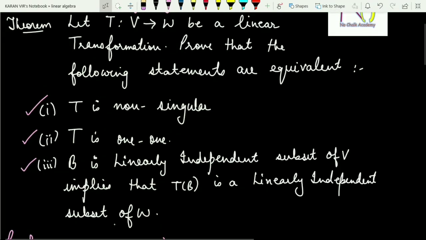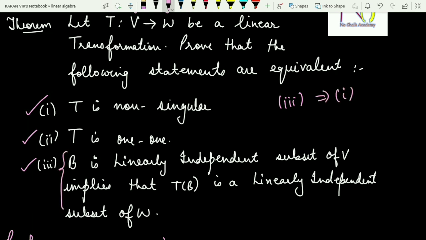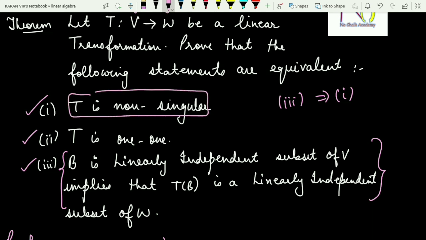Now I will prove 3 implies 1. So I will consider that this statement holds and I have to prove that T is non-singular. For this you can watch my previous video, link added in the description. In that I have proved this theorem in the converse section, so you can watch that section and hence this theorem will be proved.